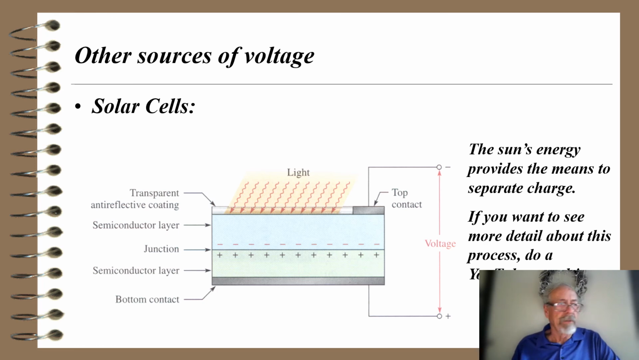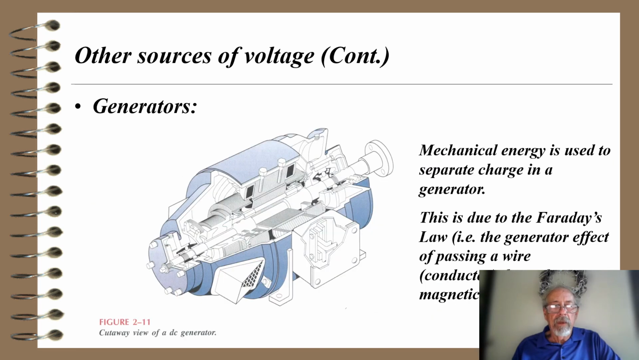Other sources of voltage. This is a solar cell. The diagram shows light impinging upon a transparent anti-reflective coating. We have a semiconductor layer, a junction, another semiconductor layer. It's not shown here, but there'd be two different types of semiconductor material, N and P type, and it turns out they produce a voltage when the sun is shining on them. The sun's energy provides a means to separate charge. If you want to see more details about this process, do a YouTube search, and you'll see all kinds of videos about this.